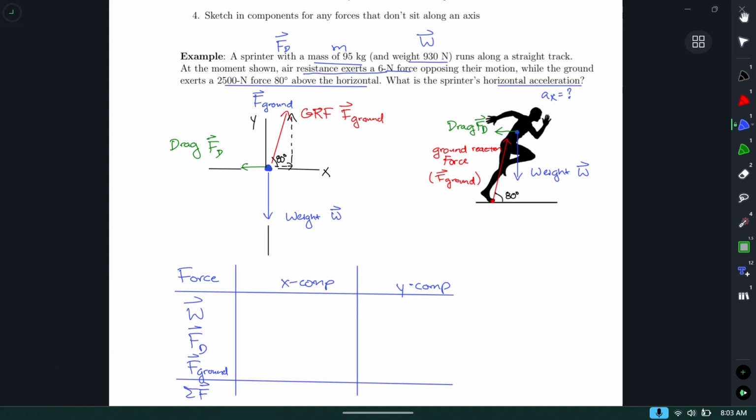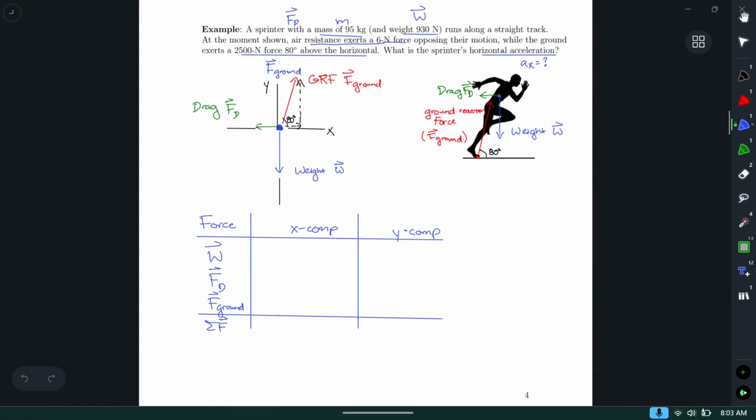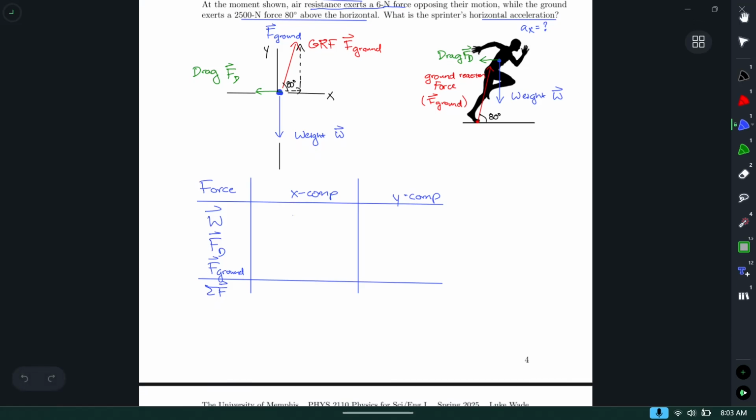We need to find components for each of these forces. So this is just like for displacements. You find components in the exact same way. So someone tell me for the components of that weight vector W, are they positive, negative, or zero for both the x and y? Zero for the x, and negative for the y. Yep, perfect. So it is downward in the y direction, it doesn't point in the x direction, so yes, those are our components.